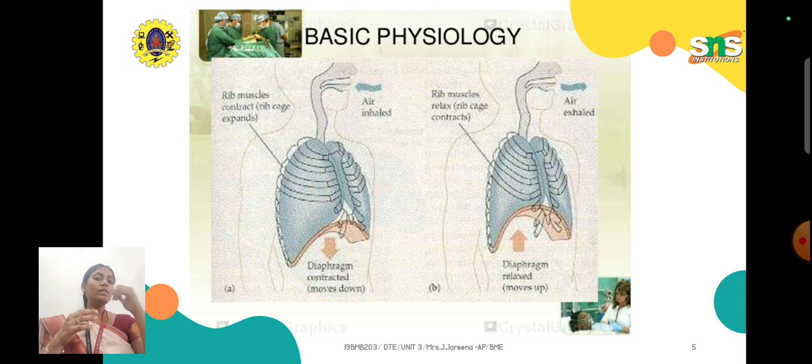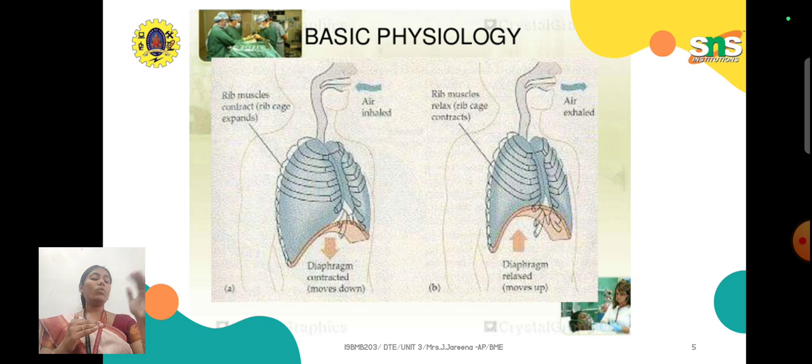The ribs start to shrink because of the relaxing of the rib muscles, that is the intercostal muscles. The diaphragm also relaxes, because during inspiration the diaphragm was contracted and flattened, and as a result the lung volume increased. But in expiration the diaphragm relaxes, restoring its normal size and position. So again it is dome shaped.